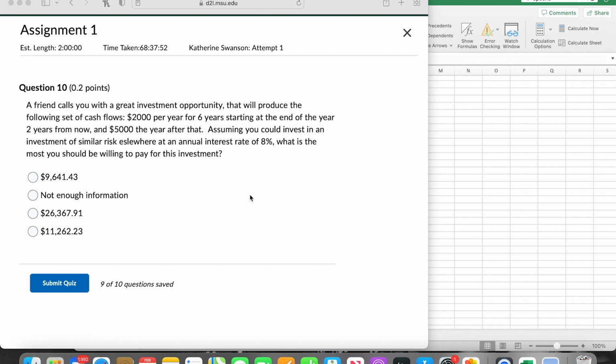A friend calls you with a great investment opportunity that will produce the following set of cash flows: $2,000 a year for the 6 years starting at the end of the year 2 years from now, and $5,000 after that. Assuming you can invest in an investment of a similar risk elsewhere at an annual interest rate of 8%, what is the most that you should be willing to spend?